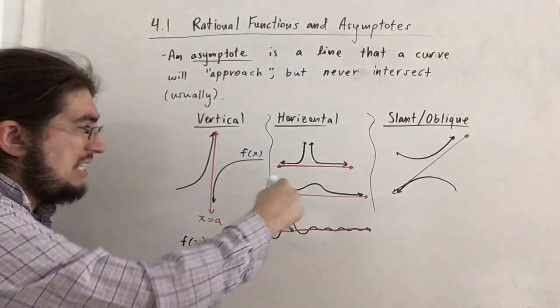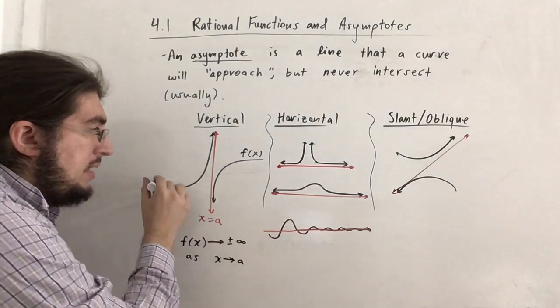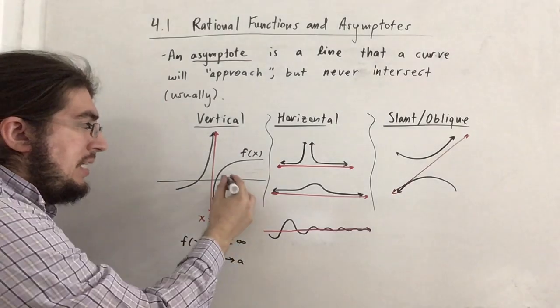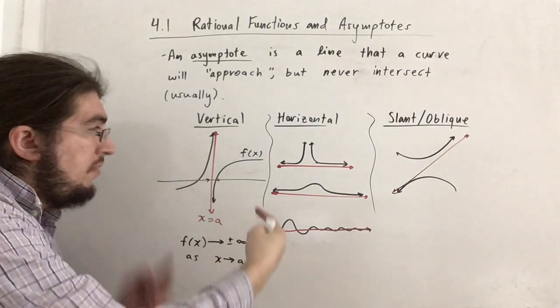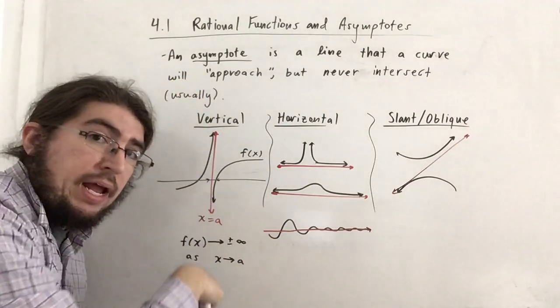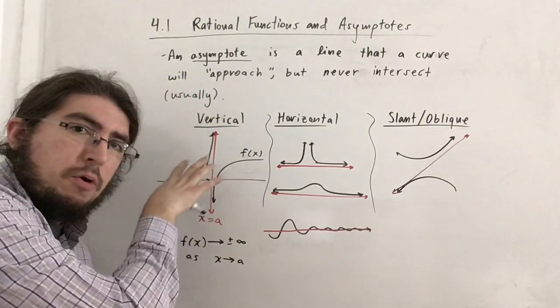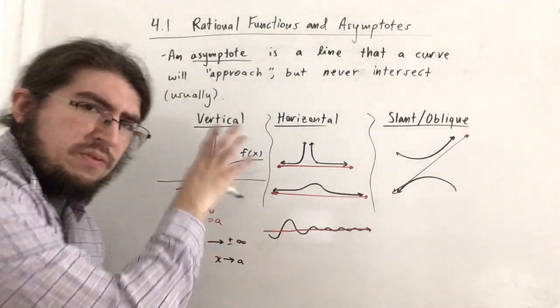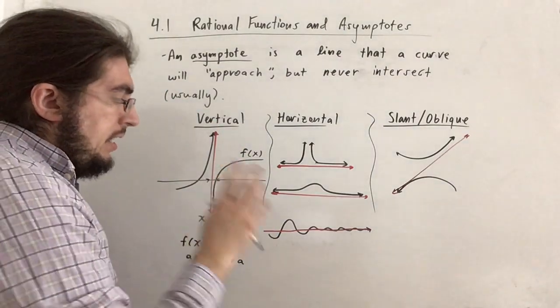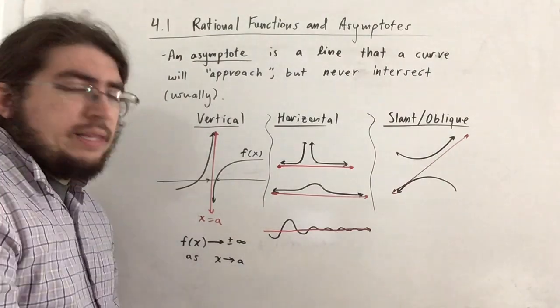So as x gets closer and closer to a, so if you imagine this is the x-axis, as x gets closer and closer to a from the right or left, the function will either approach positive infinity or negative infinity. In this case, it's both, but it could be only positive or only negative, as we've discussed here. And here for horizontal, it's quite the opposite.